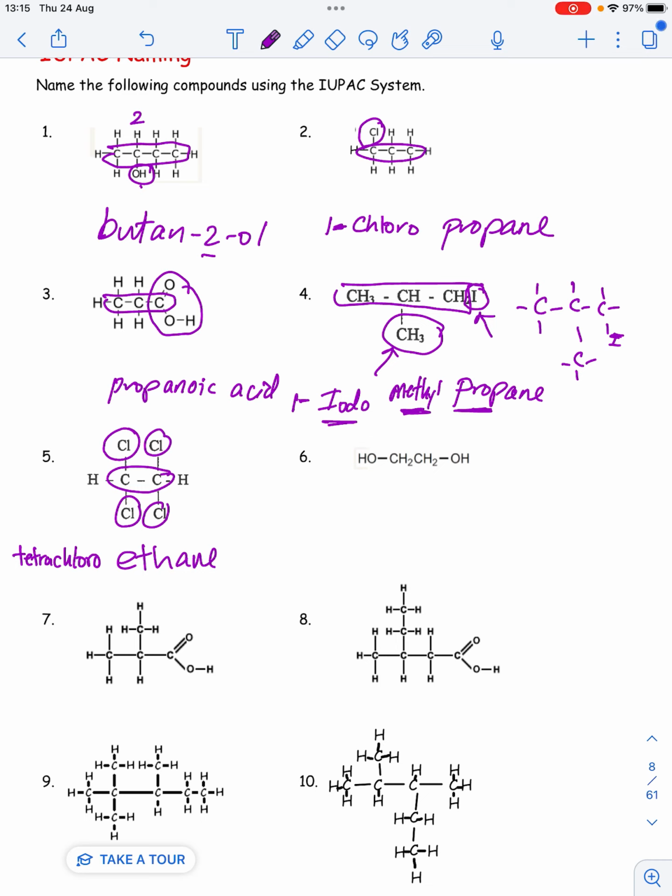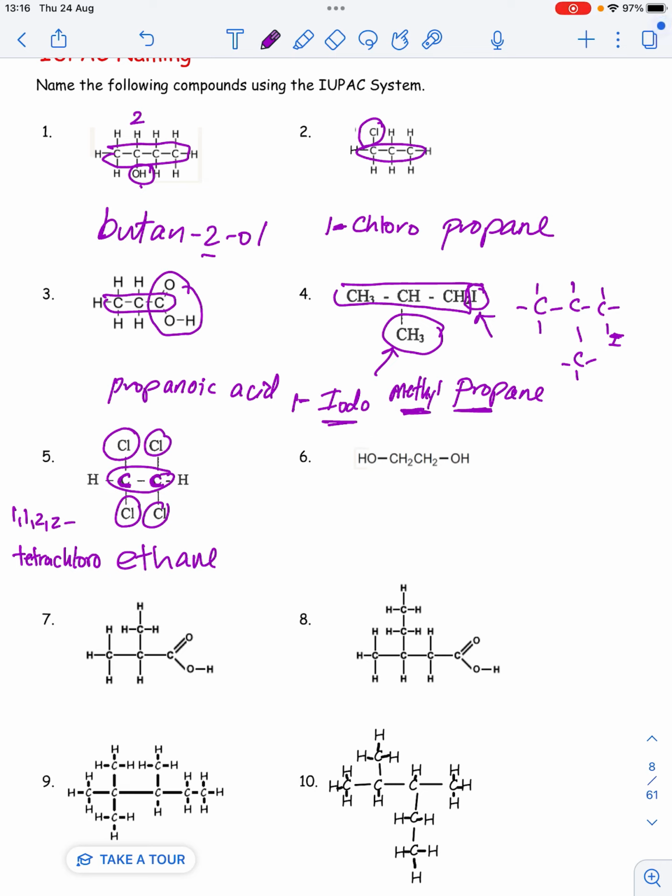So where are these chlorines? Well, two of them are on the first carbon and two of them are on the second carbon. It doesn't matter if I think left to right or right to left. So that means it's 1,1,2,2-tetrachloroethane. It's a mouthful, but it's actually really informative and helpful if I'm trying to draw this thing.